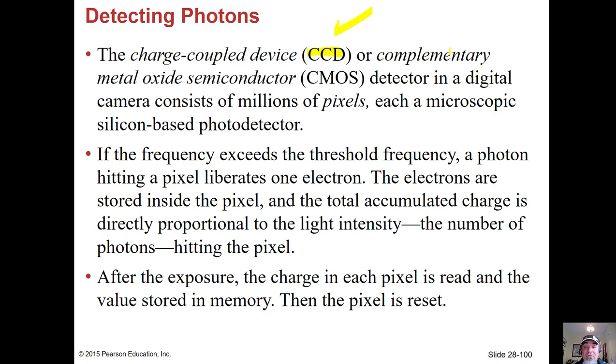If the frequency exceeds the threshold frequency, a photon hitting a pixel liberates one electron. The electrons are stored inside the pixel. The total charge is proportional to the light intensity. So the more and more come in, the more and more electrons are freed and stored. The more you have in a certain pixel, the more intense the light would be. Okay? And this happens over and over again.